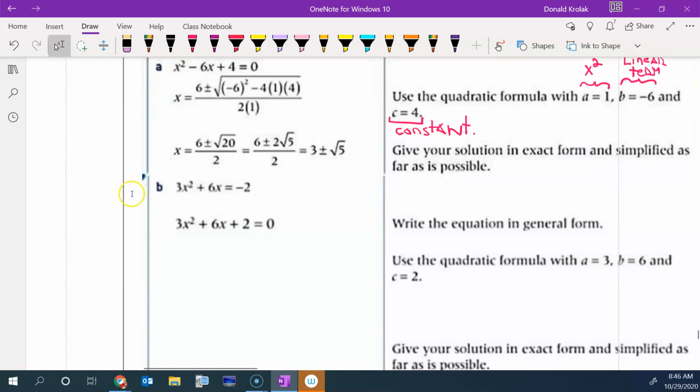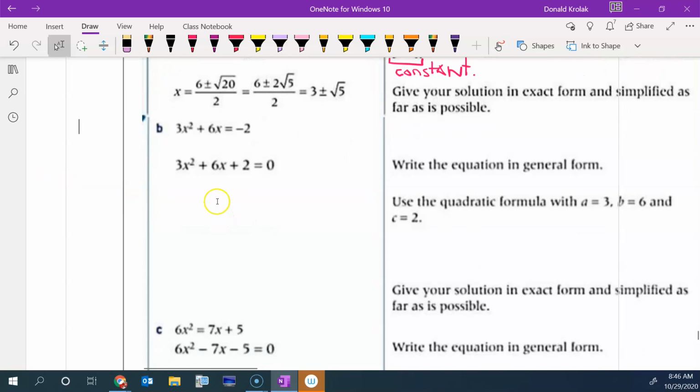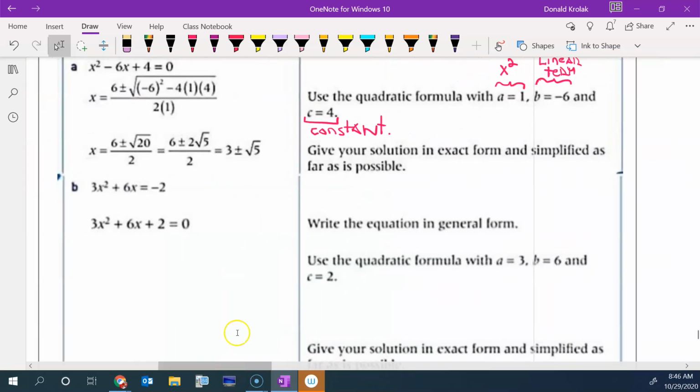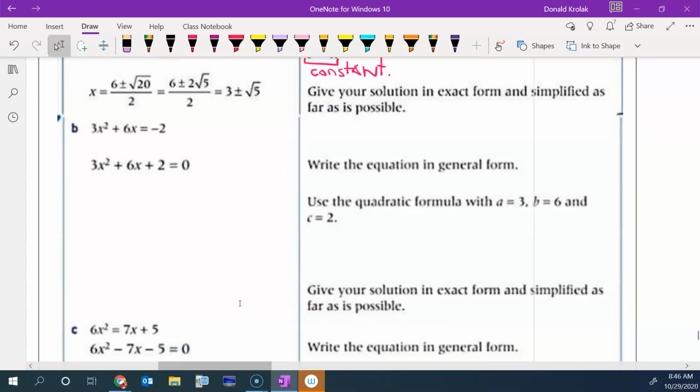Oh, that was on, what was that on, Google Earth? Yeah, that's pretty cool. Yeah. Okay.